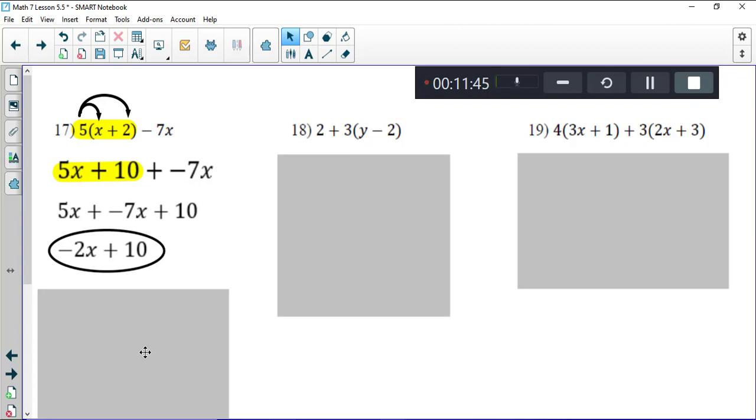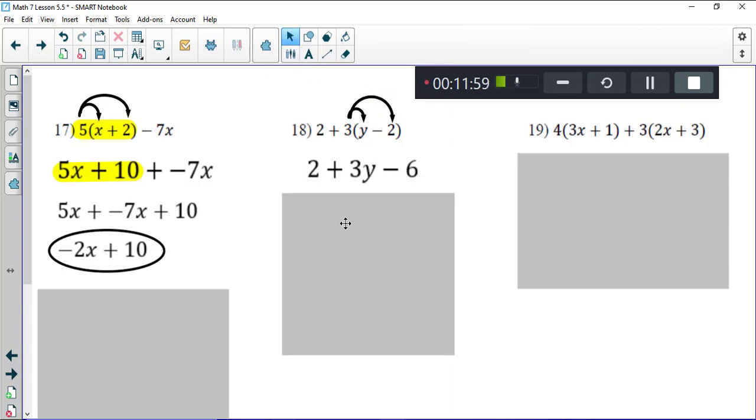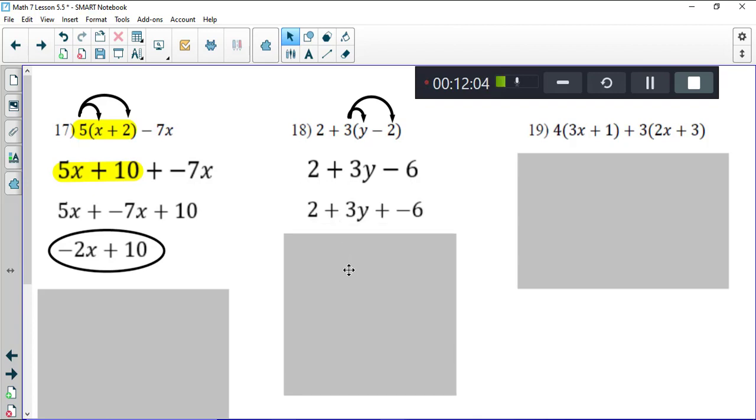Now, number 18, it's really tempting to add 2 and 3 together to start, but you've got to distribute first and get rid of those parentheses. So we're going to distribute this 3 into the parentheses. We're going to take 3 times y and 3 times 2. So this is 2 plus 3y for 3 times y minus 3 times 2, which is 6. I did add the opposite in my next step. Some students can add the opposite in the same step in which they distribute.